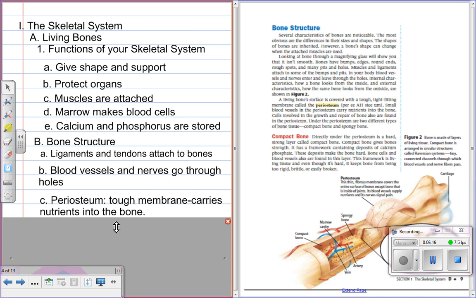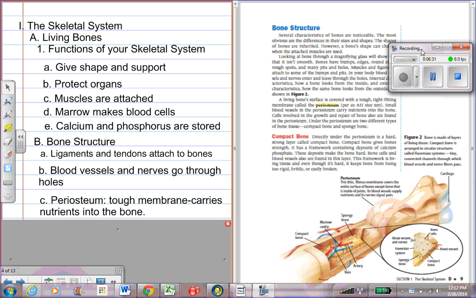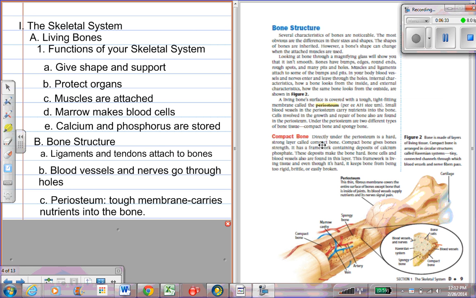And the last is our periosteum, which is the tough membrane. It carries nutrients into the bone. Okay, so the bone is very, very much alive. Now we have compact bone, which is directly under the periosteum.